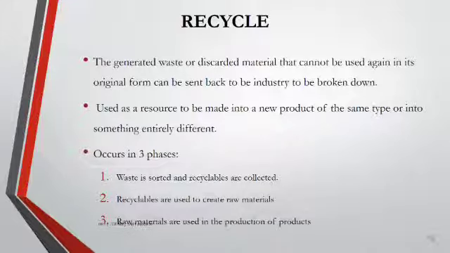The generated or discarded waste that cannot be used again in its original form can be sent back to the industries to be broken down and used as a resource to be made into a new product of the same type or into something entirely different. It occurs in 3 phases. Waste is sorted and recyclables are collected. Recyclables are used to create raw materials. Raw materials can be used in the production of products.